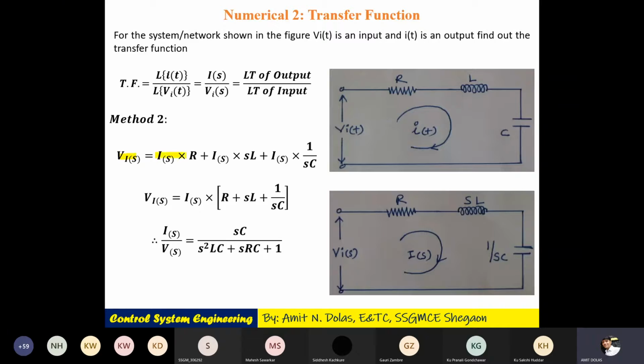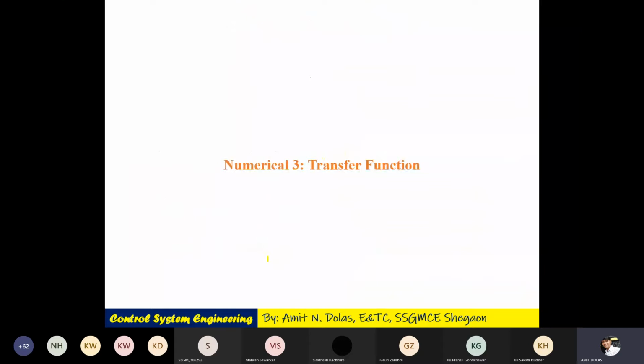Vi of S is equal to I of S into R, the drop across this resistance. Then another drop across the inductor, that is I of S into SL, and another drop across the capacitor, that is I of S into 1 by SC. The rest of the things you already know, just taking I of S common and getting the equation for I of S by Vi of S. So you may adopt any of the methods. So this is numerical number 2. If you have a doubt or query at any point, you can interrupt me.